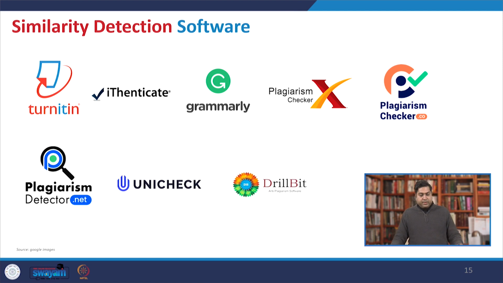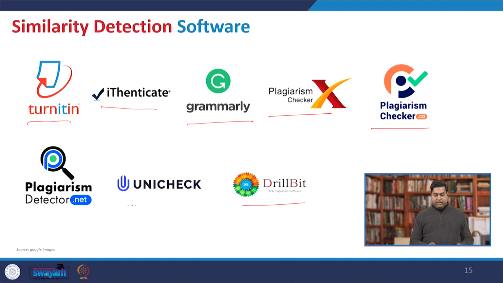Now coming to similarity detection software, these are a few limited and commonly used ones. Turnitin is very common. Then you have Authenticate. Grammarly is normally for grammar checks, but it also has some options to check similarity. Among plagiarism checkers, you may have Drillbit, Unicheck, and plagiarism detector.